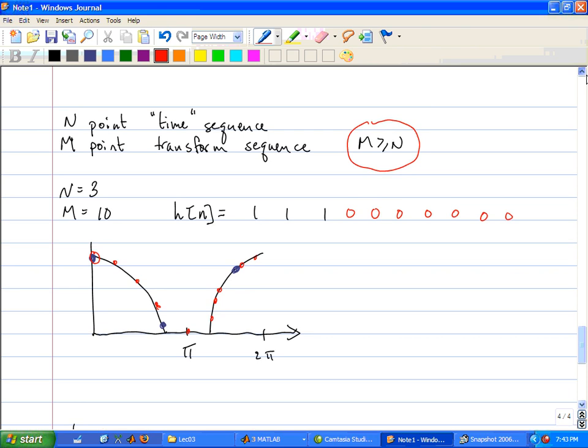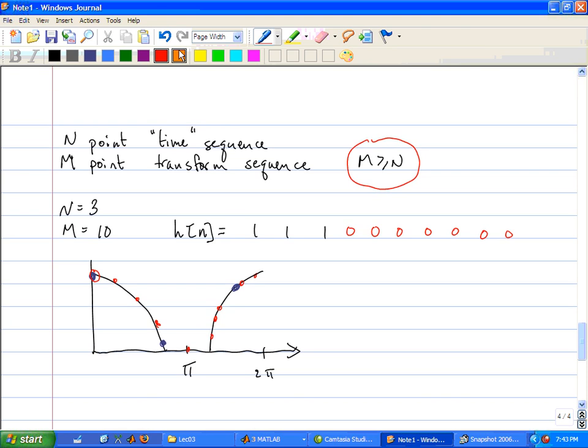And the way that winds up panning out is that this is required to satisfy Nyquist.